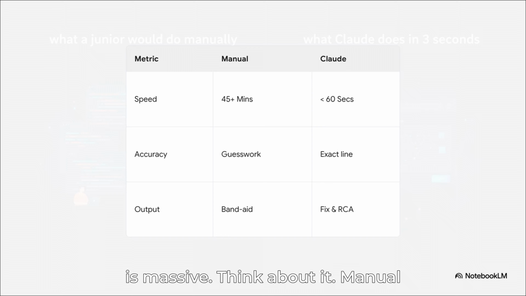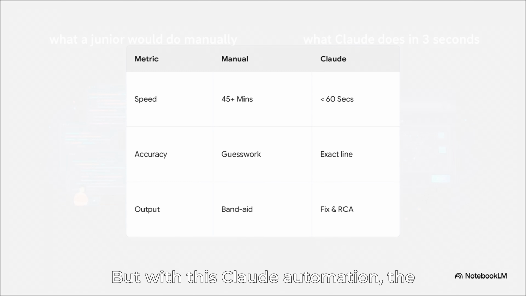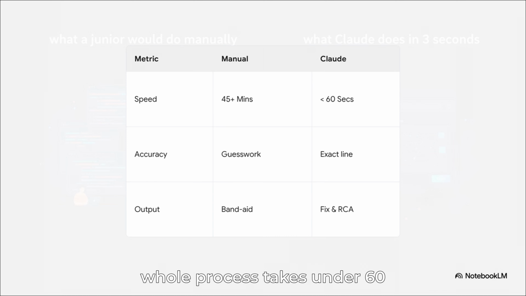Think about it. Manual triage usually takes 45 minutes or more, involves a ton of guesswork, and often just results in a temporary band-aid. But with this Claude automation, the whole process takes under 60 seconds. It pinpoints the exact line of code, gives you the fix, writes the test to verify it, and provides the root cause analysis. The time and stress saved is just off the charts.